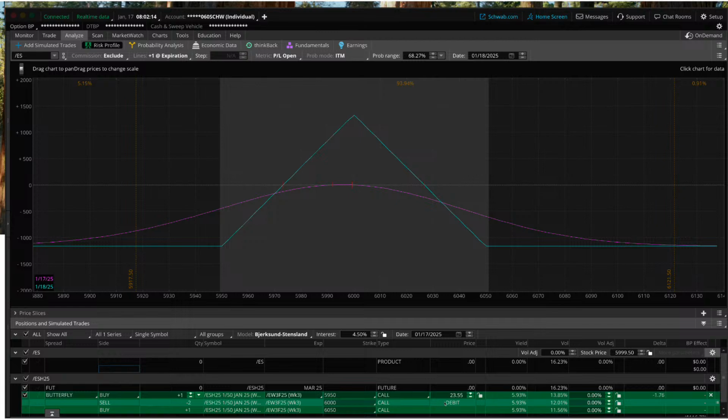So anyways, all these details also are in the ZeroDTE Academy. This is one of our edge case trades. We have our standard trade, which is the out of the money fly.